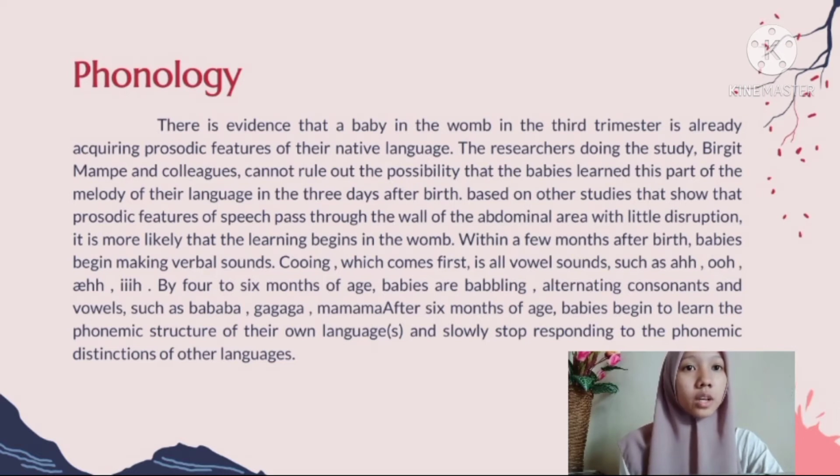Within a few months after birth, babies begin making verbal sounds, cooing, which come first is all vowel sounds such as a, u, e. By 4 to 6 months of age, babies are babbling, alternating consonant and vowel such as ba ba ba ba, ga ga, mama mama. After 6 months of age, babies begin to learn the phonemic structure of their own language and slowly stop responding to the phonemic distinction of other languages.